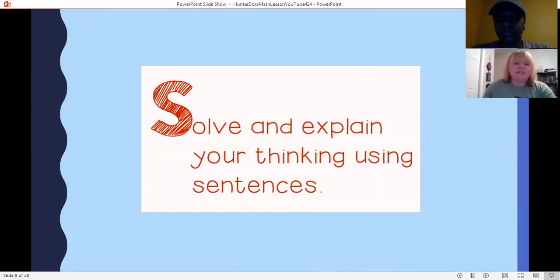And then S stands for solve and explain your thinking using sentences. Remember, great mathematicians don't just write the answer down, they always explain their thinking using full, complete sentences. So when you're answering your problem, be sure to also include that sentence so that you are showing that you are a great mathematician.